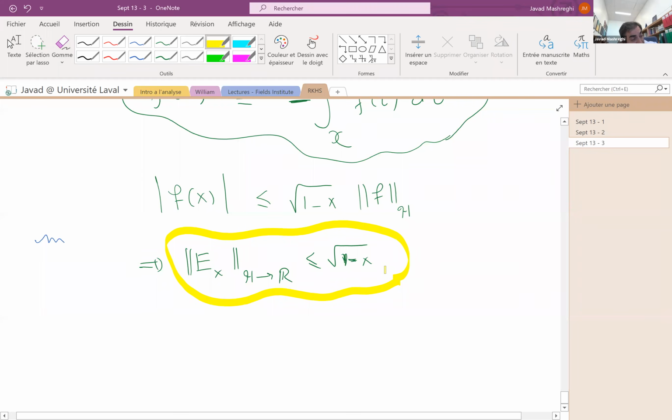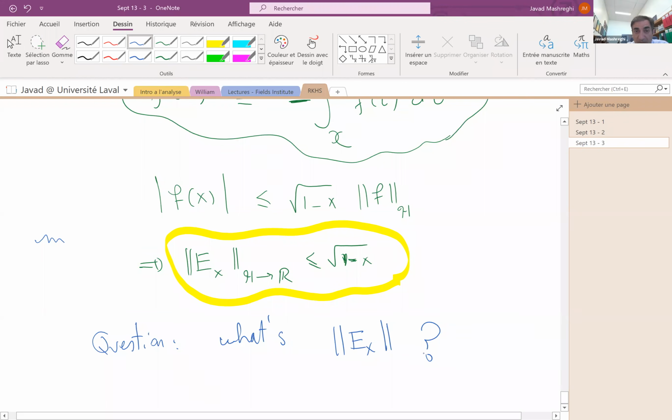And none of them is indeed optimal. Root of x is not good. Root of 1 minus x is not good either. So the question is this. What's the norm of Ex? That's the question I will answer next week.